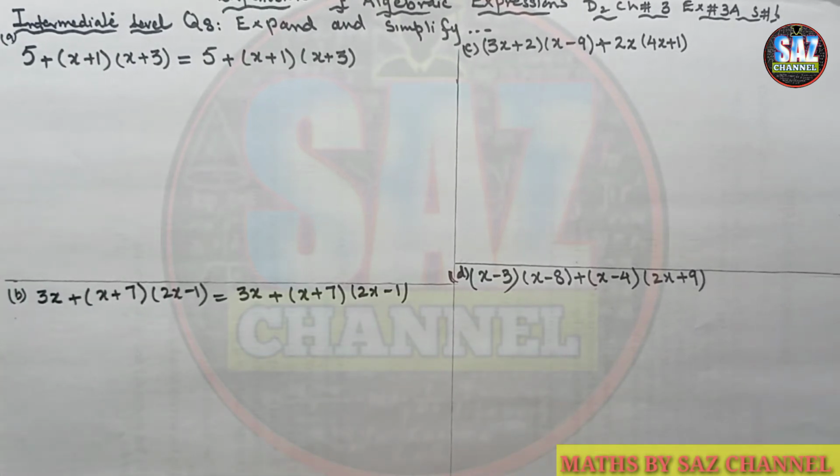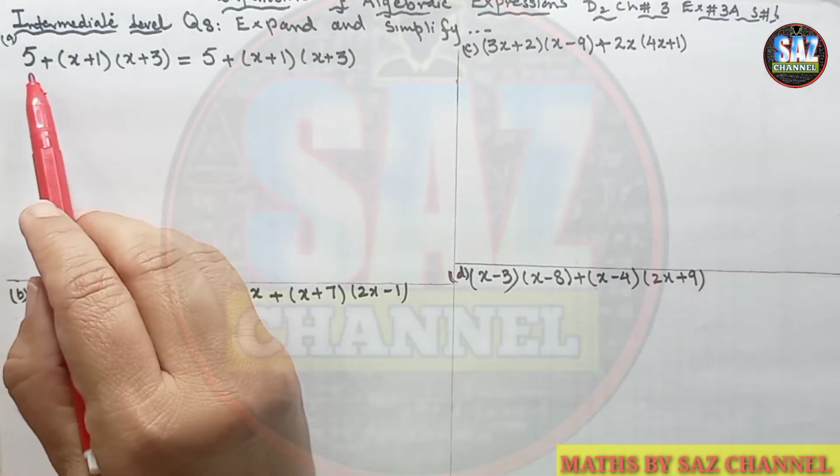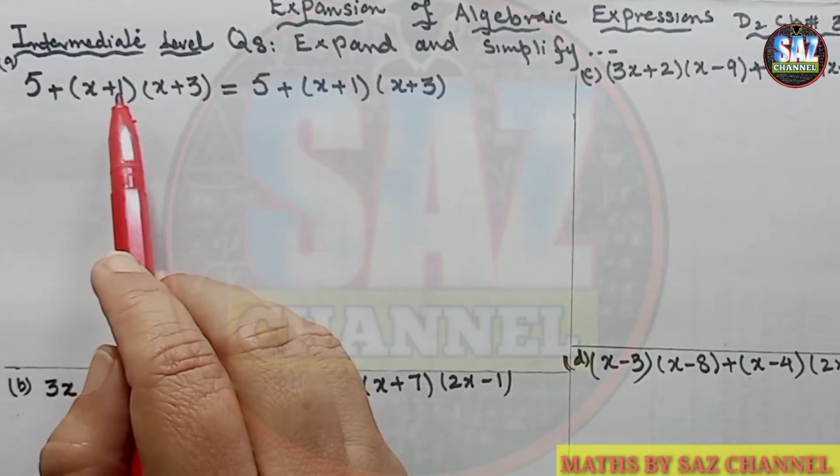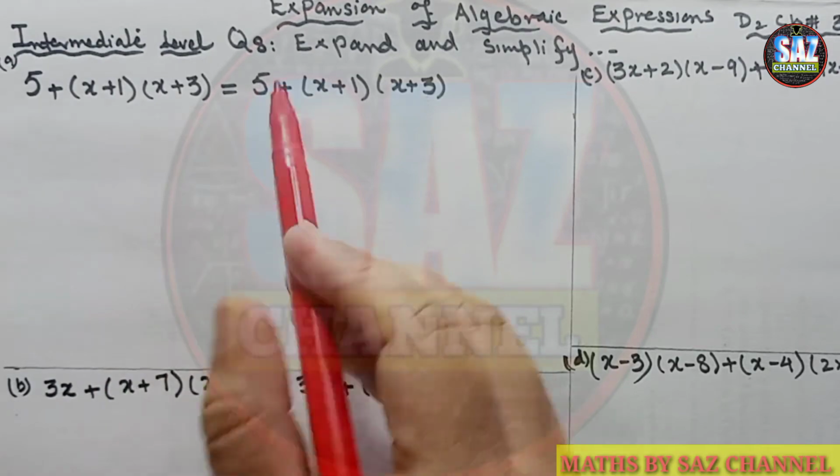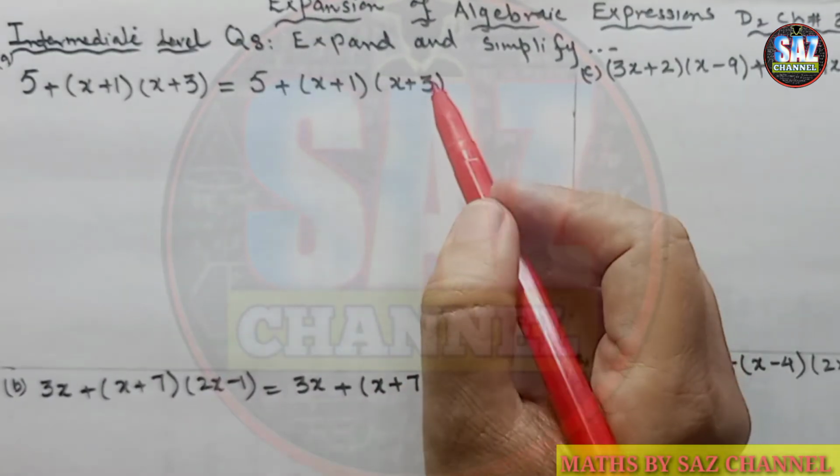So, first of all, we have to expand the given expressions. I hope all of my students are well aware of the term expansion. Expansion means to remove the bracket. The first part is 5 plus (x plus 1) into (x plus 3). It's always good to rewrite the question.